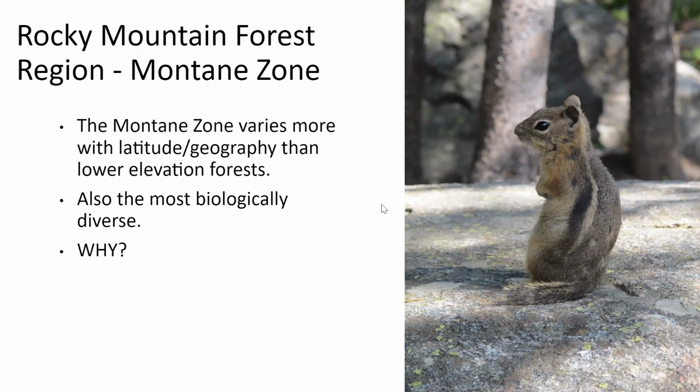So this montane zone is where we're going to start. It varies a lot more with latitude and geography than the other low elevation forests that we've looked at already. They also are the most biologically diverse. So why do you think that might be?